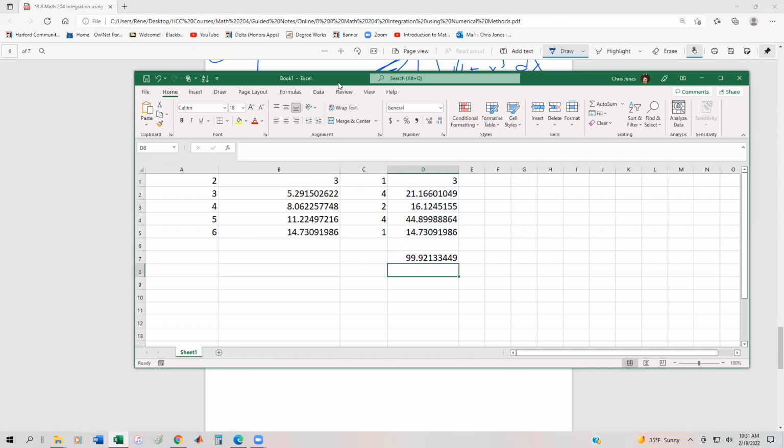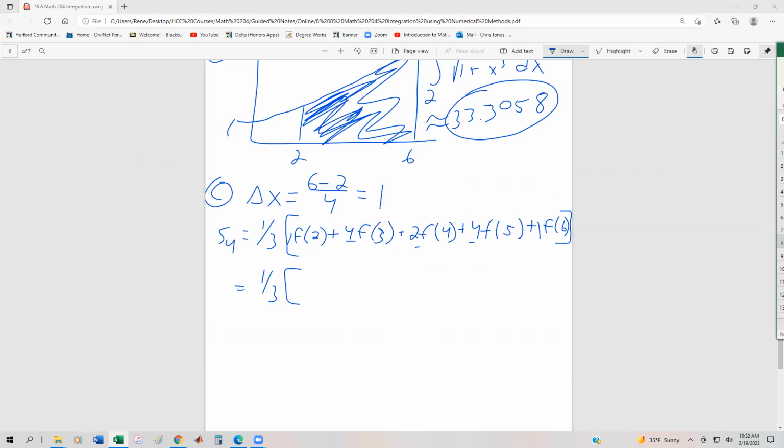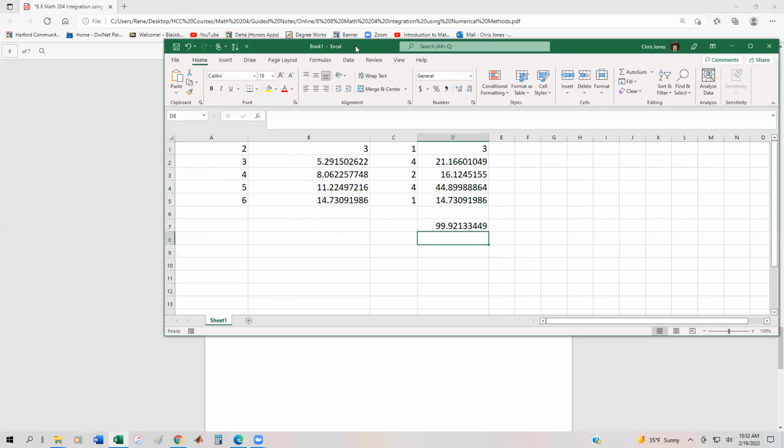All right, so we get 99.9. Now remember, we have to multiply that by 1/3. So that's actually pretty good. We get 99.92133, and I'll cut it off there. And this is actually going to turn into something pretty close to the 33.3, right? Even though the tick marks are pretty large.